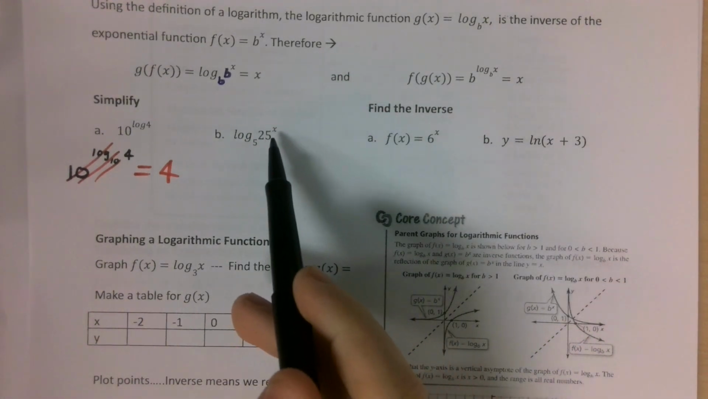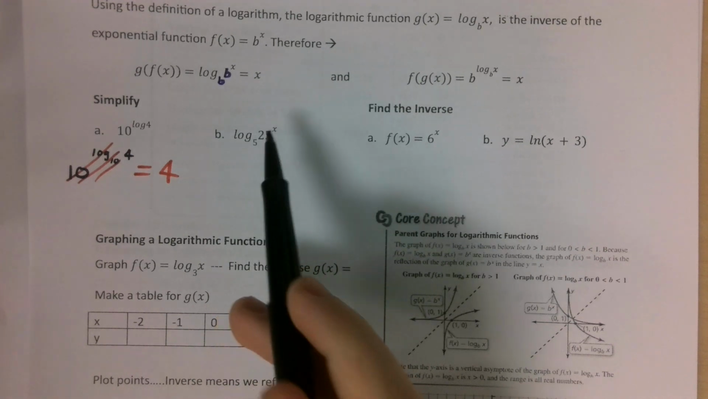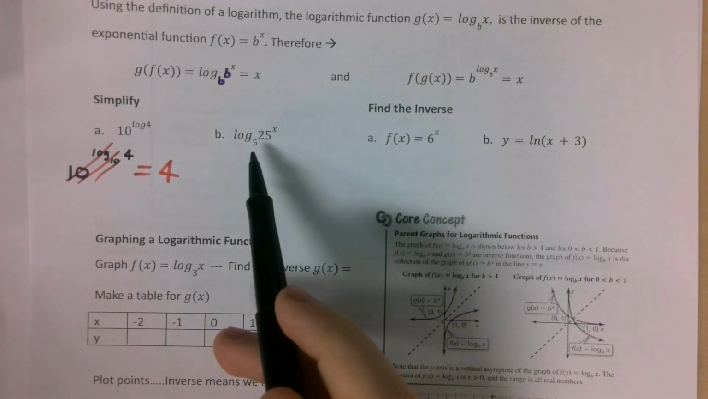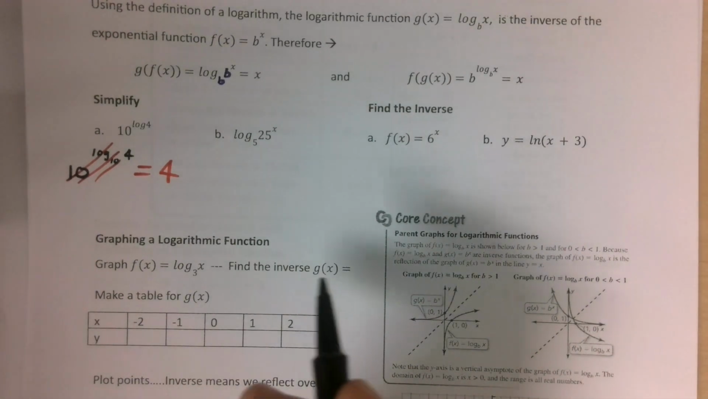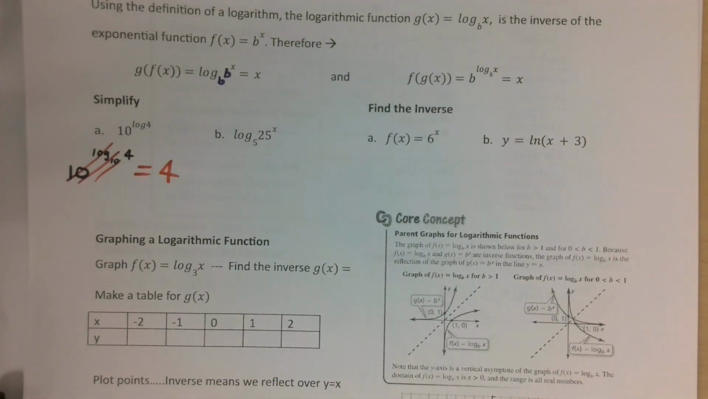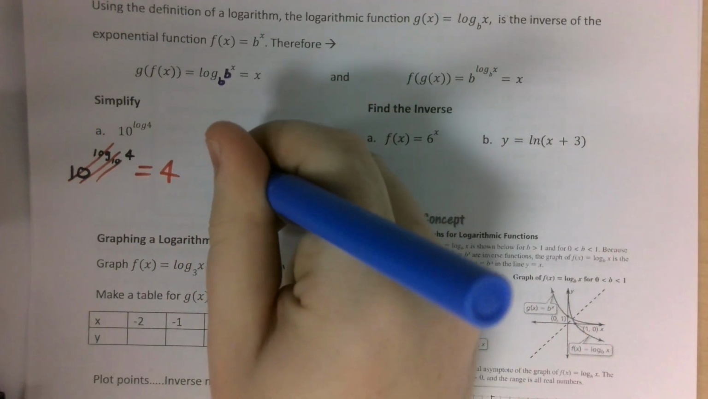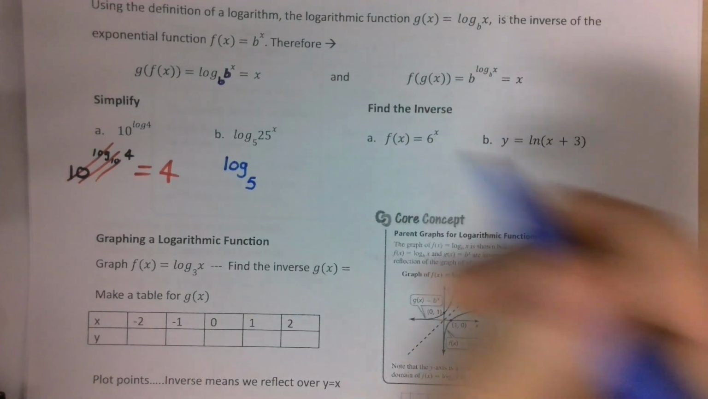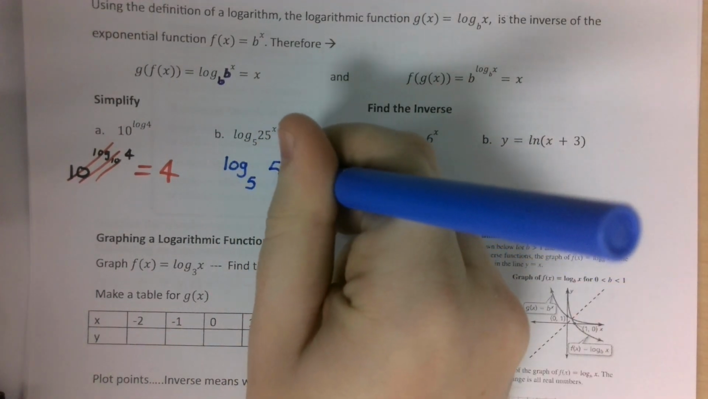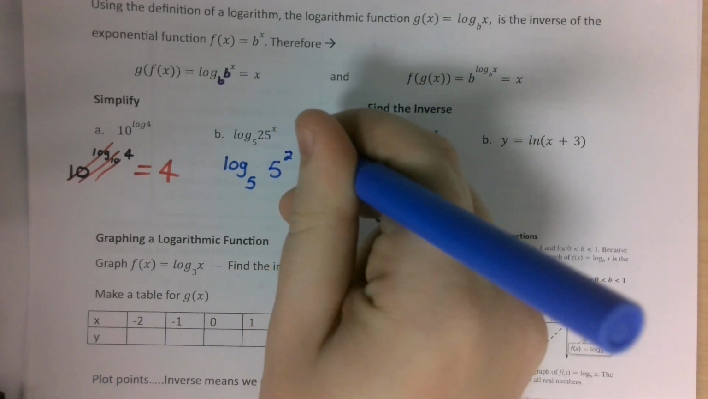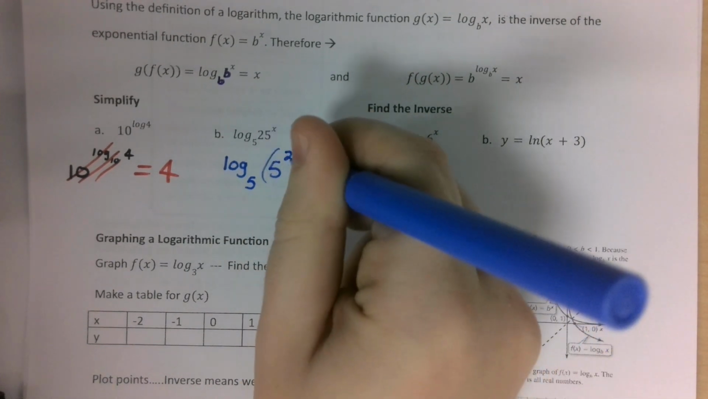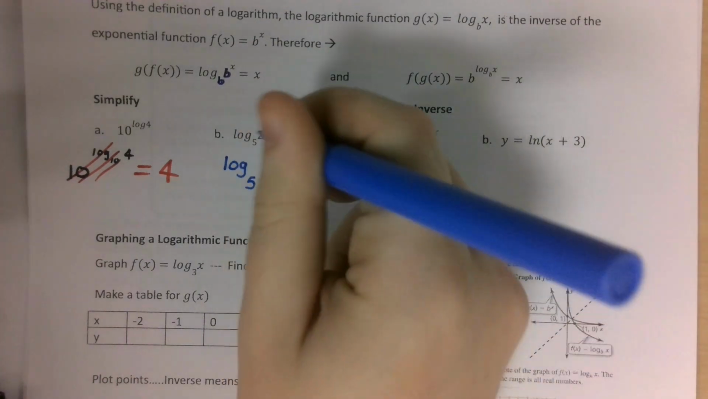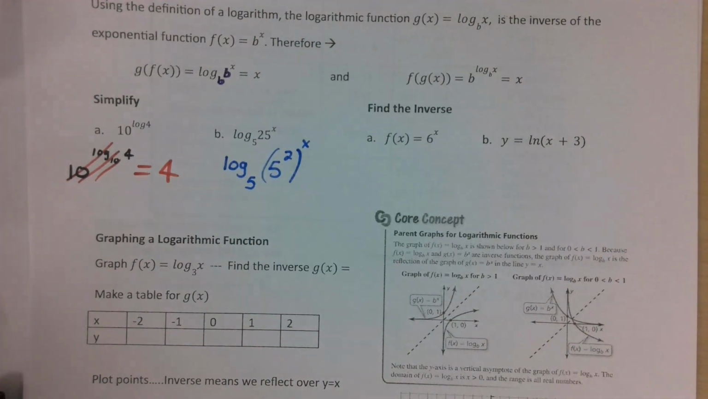25 is a very interesting number with relation to 5. How can we get to 25 from 5? 5 squared is 25, right? So, what's stopping us from rewriting this as log base 5 of 5 squared to the x power? All I'm doing, after all, is replacing the number 25 with 5 squared. That's allowed.